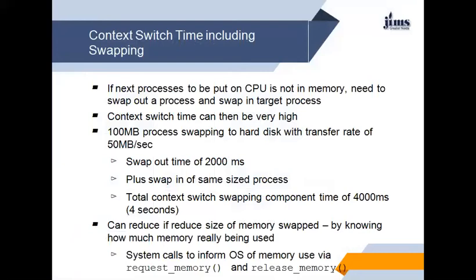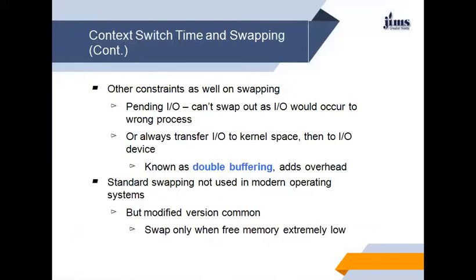So we can reduce the size of memory swapped by knowing how much memory is really being used. The system can do this task with the help of two functions. One is called request memory and another is called release memory. There are other constraints on swapping as well: with pending input output, we can't swap out, as the input output would occur to the wrong process. Or we always transfer input output to kernel space and then to the input output device, known as double buffering. It also adds overhead to the system.